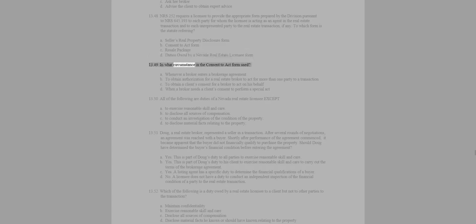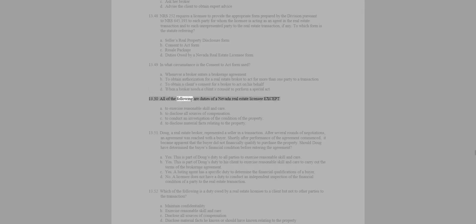13.49 In what circumstance is the consent to act form used? A. Whenever a broker enters a brokerage agreement, B. to obtain authorization for a real estate broker to act for more than one party to a transaction, C. to obtain a client's consent for a broker to act on his behalf, D. when a broker needs a client's consent to perform a special act.